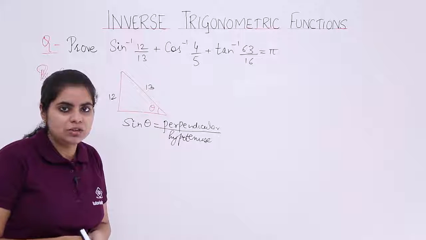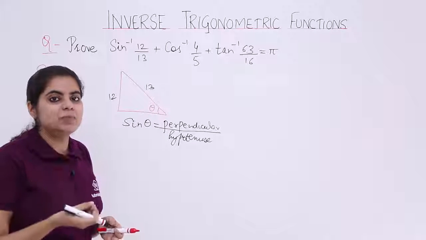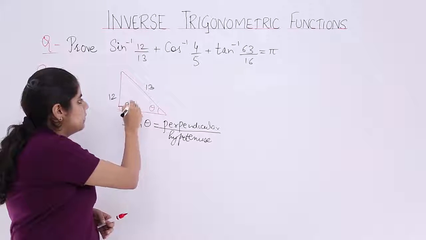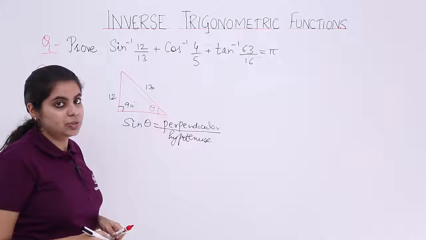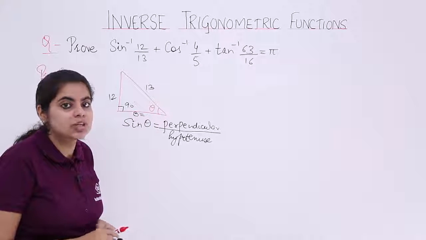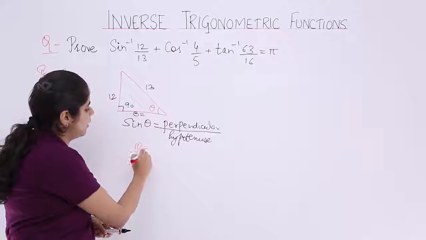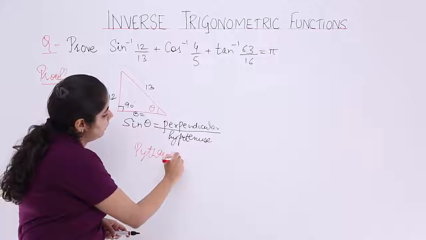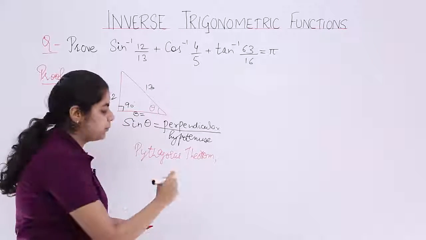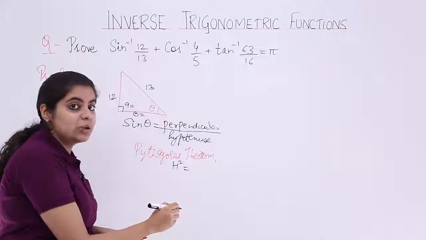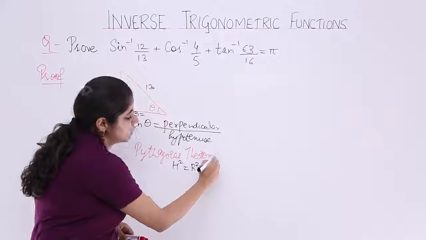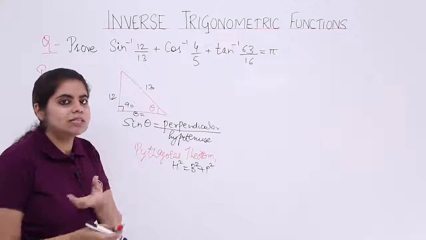Now do we know the Pythagoras theorem? Yes, we already know that hypotenuse square is equal to base square plus perpendicular square. So if this angle is 90 degree and 13 is my hypotenuse, what is the base? Base B has to be computed. According to Pythagoras theorem, hypotenuse square, which is h square, is equal to base square, which is b square, plus perpendicular square. Now what is the value of base? That we do not know.